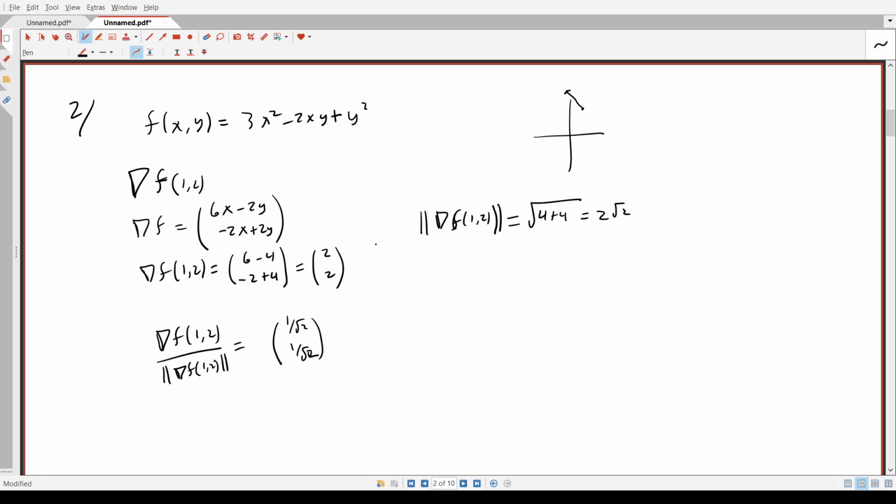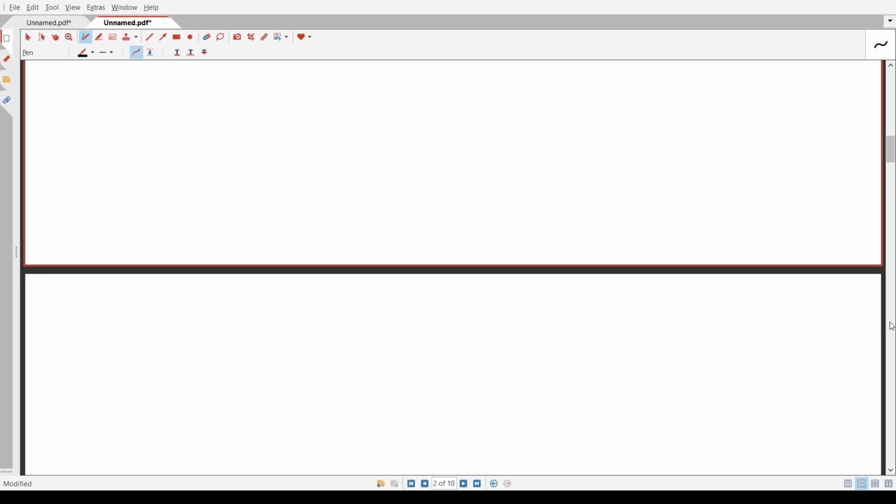And that's the direction that has the steepest slope. So this is the direction of maximum increase. If I did the negative of this, that would be the direction of maximum decrease.